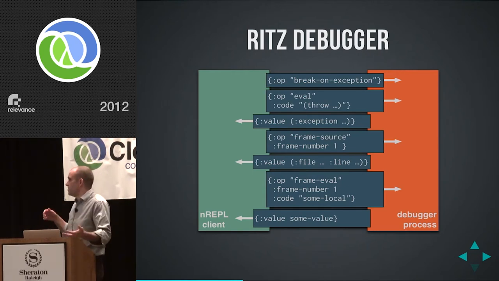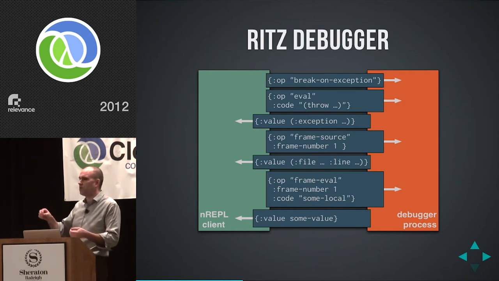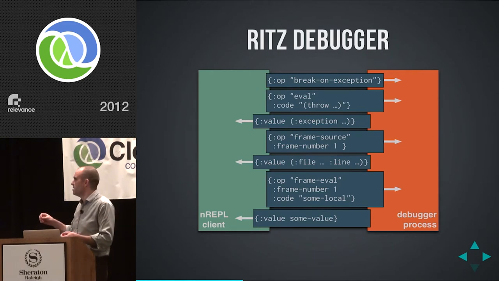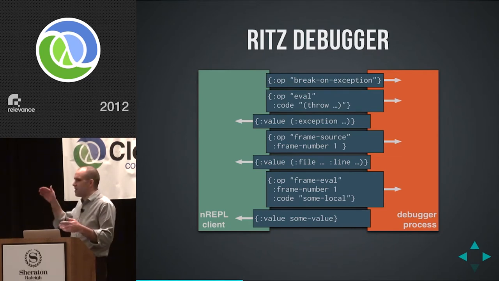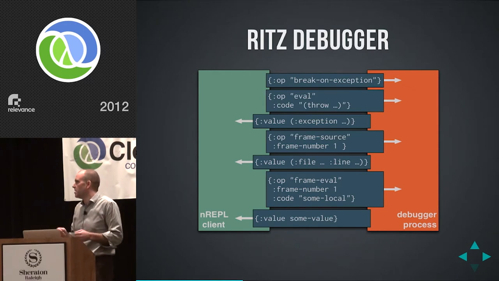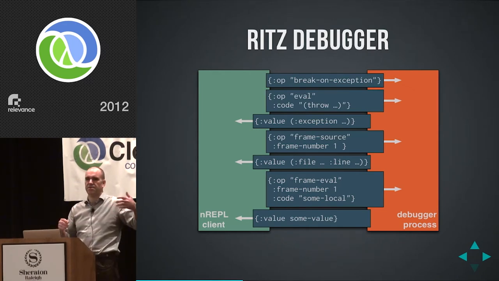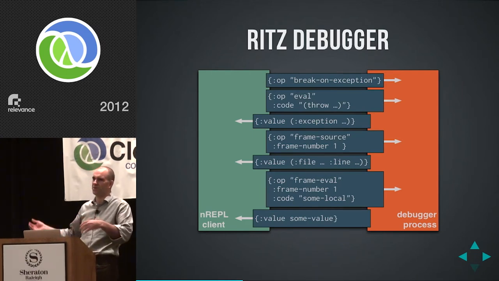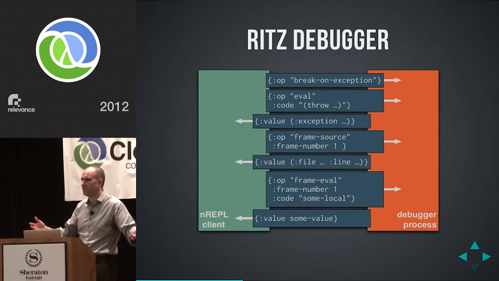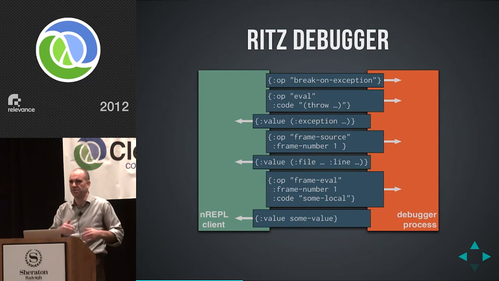It sends that message. Then the client evaluates some code, which is sent as an eval op to the eval middleware in nrepl. That gets evaluated, and somewhere in that evaluation, an exception is thrown. The debugger freezes the user process, and then sends the exception information back to the client. The client can then display that in some form. Maybe the user then decides he wants to see the source code for the first frame, so he sends a message back to the debugger saying, find me the location of the first frame, and it sends a message back saying it's in this file at line X, and then the client can display that file at that point.